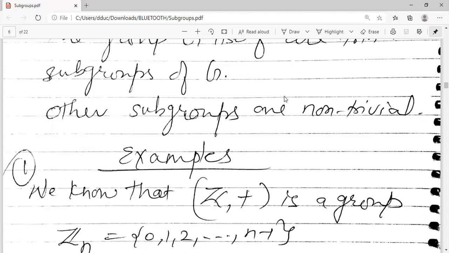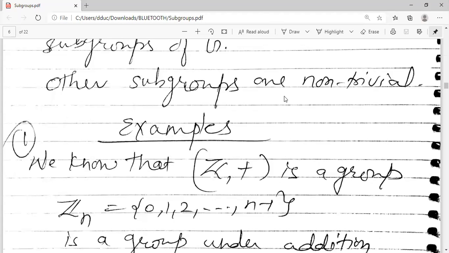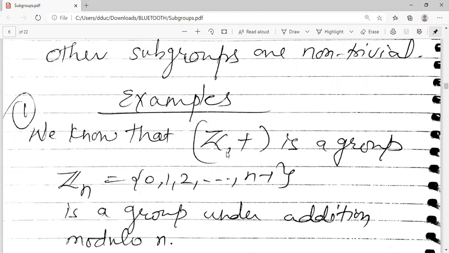Let us see some examples now. We already know that this set of integers under addition is a group. And this Zn, we have already seen that Zn is also a group. Zn means the elements from 0 to n minus 1. So this is a group under addition modulo n. You already know how we define addition modulo n. You take two elements, you add them, and then you divide by n. Then the remainder will be your answer. So addition modulo n is this.